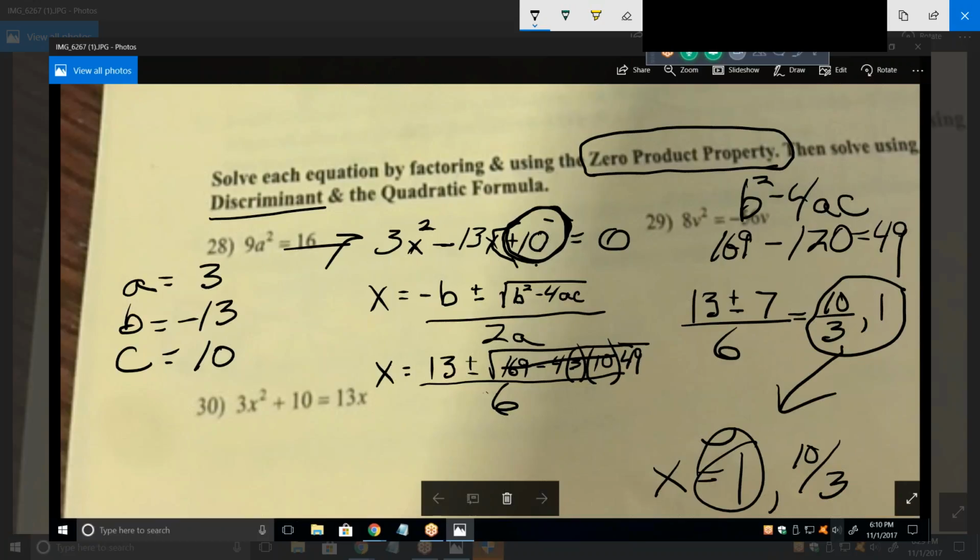You better get the same two answers, regardless of which way you do the problem. We did the problem two different ways. We factored and used the zero product property, and we also found the discriminant and used the quadratic formula, and we got the same answer.